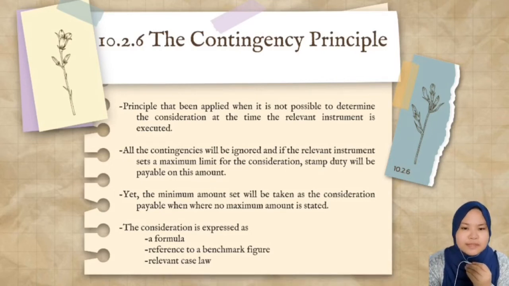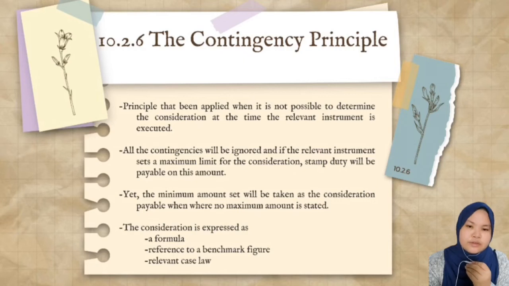I'm going to continue the presentation to talk about the contingency principle at 10.2.6. This principle is applied when it is not possible to determine the consideration at the time the relevant instrument is executed. All the contingencies will be ignored, and if the relevant instrument sets a maximum limit for the consideration, the stamp duty will be payable on this amount. Yet, the minimum amount set will be taken as the consideration payable when no maximum amount is stated.